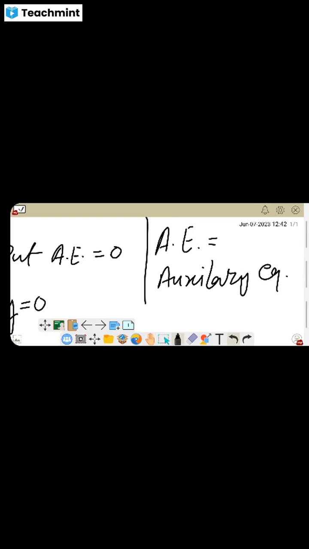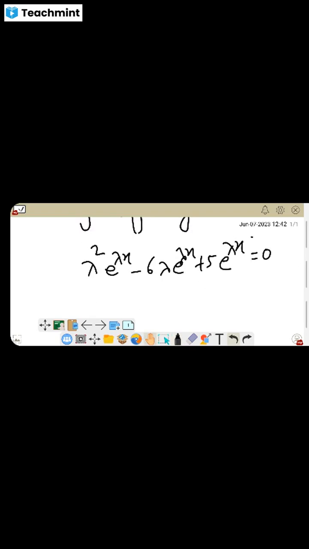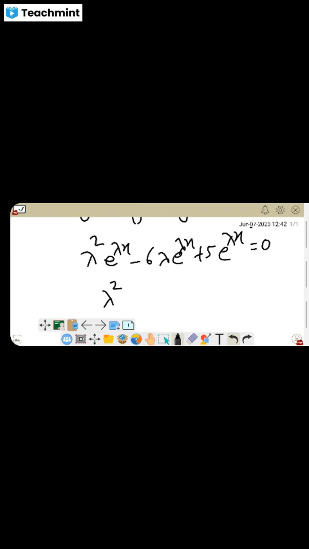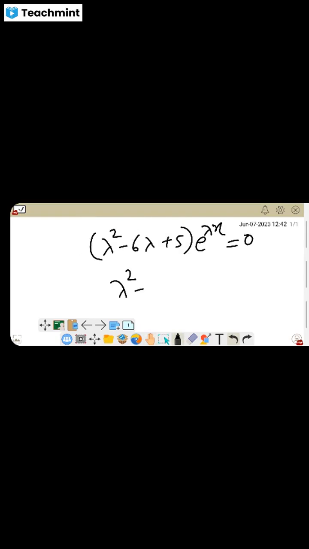So now put the value: lambda square e to the power lambda x minus 6 lambda e to the power lambda x plus 5 e to the power lambda x is equal to 0. Taking e to the power lambda x common, we get lambda square minus 6 lambda plus 5 is equal to 0. Now we have an equation in lambda: lambda square minus 6 lambda plus 5 is equal to 0.